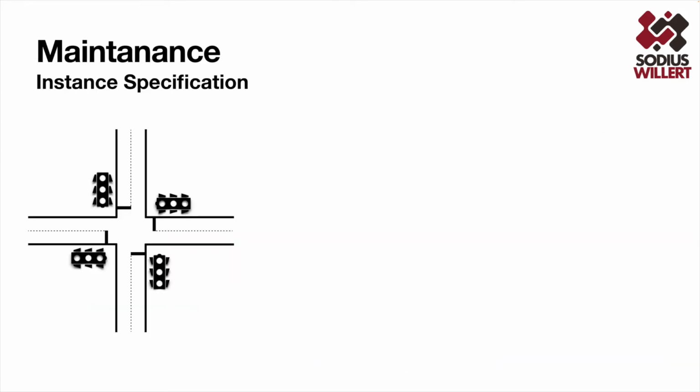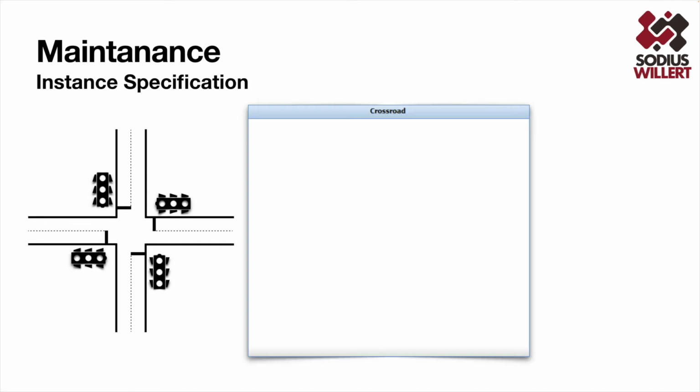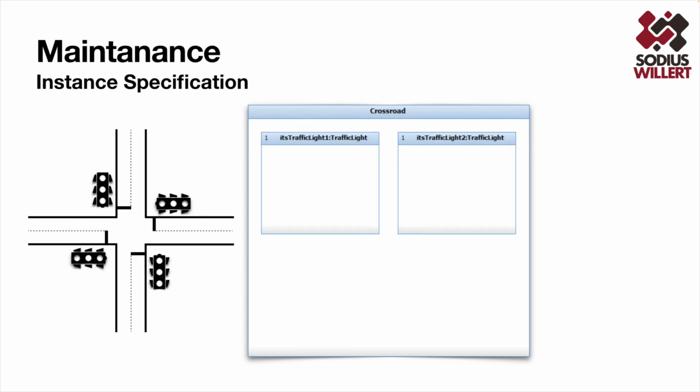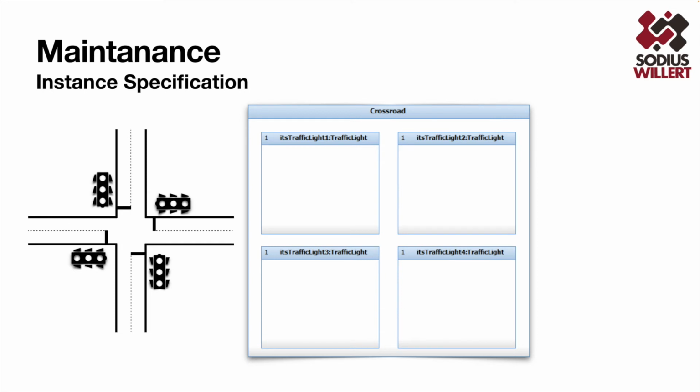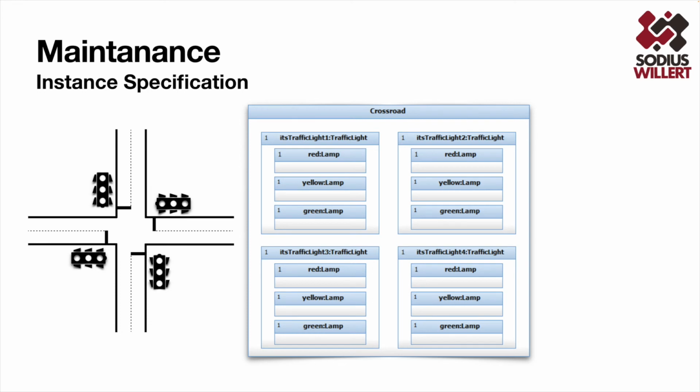Now the existing example is extended by another layer, namely a crossroad. A class crossroad is added, which, as the picture of the intersection shows, has four traffic light objects as part. The class traffic light has, as already known, three parts, red, yellow, and green, of the class lamp.